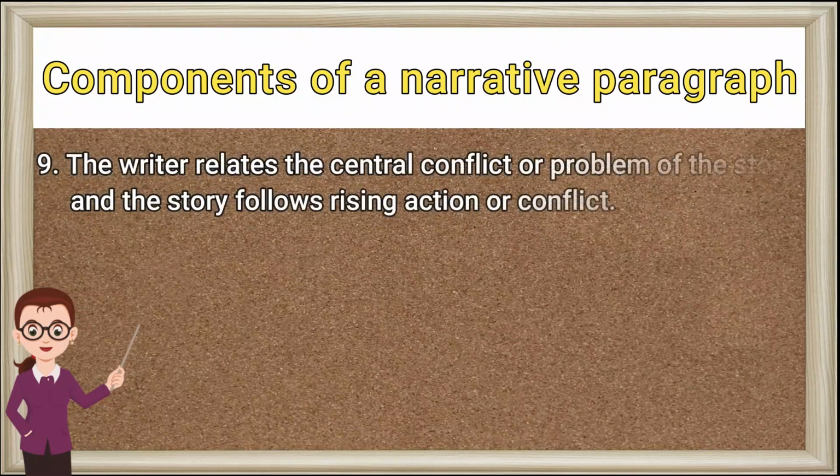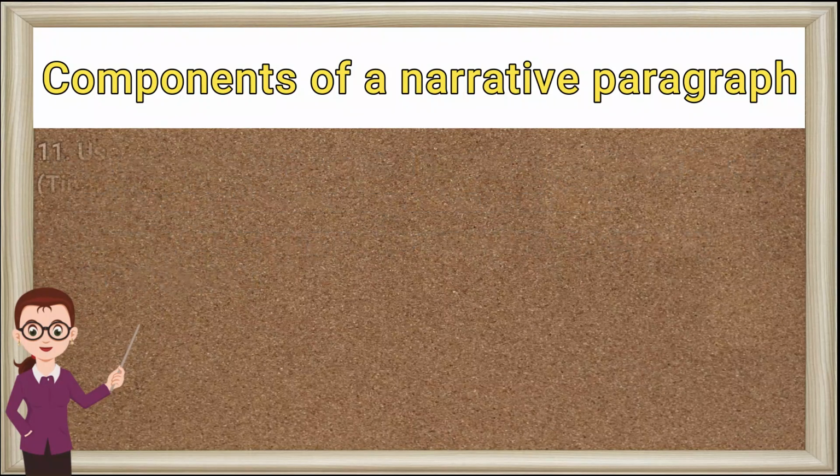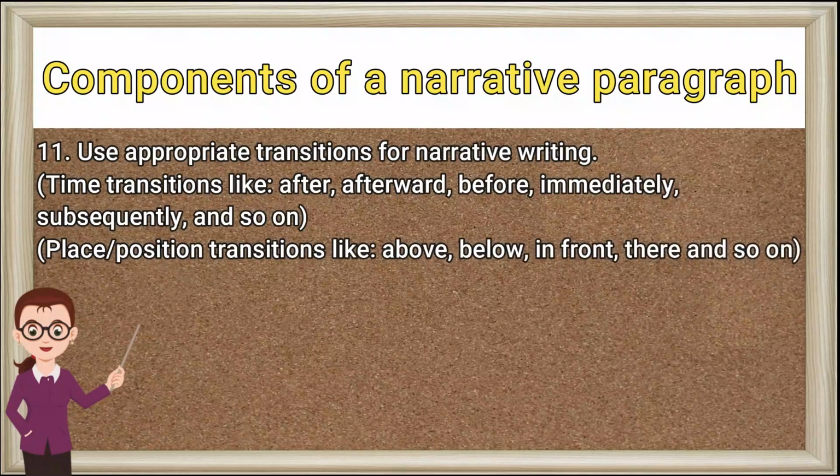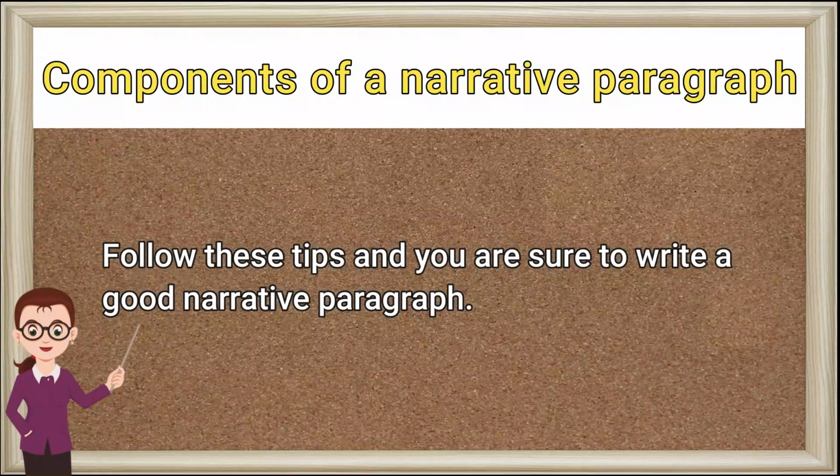9. The writer relates the central conflict or problem of the story, and the story follows rising action or conflict. 10. Usually, the writer provides resolution or a solution to the conflict. 11. Use appropriate transitions for narrative writing. Time transitions like after, afterward, before, immediately, subsequently, and so on. Place or position transitions like above, below, in front, there, and so on. 12. Always proofread. Follow these steps and you're sure to write a good narrative paragraph.